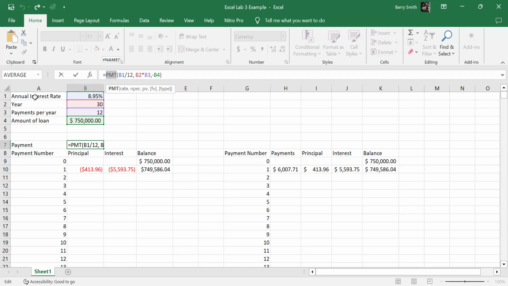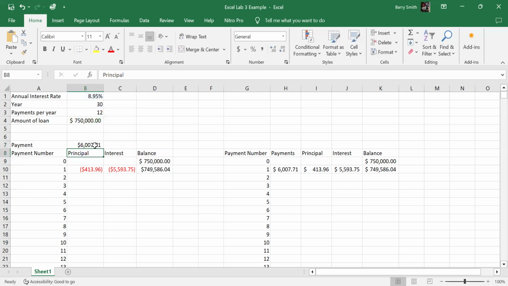Well, for the rate, we're going to use our 8.95, so I'm just going to reference it, B1 divided by 12. Instead of really putting 12, we could put B3 in, because that's what that is. Then the number of times we're going to do this is 30 times 12, so that's B2 times B3. And our present value, well, we're taking out the loan, so we owe that much money, so that's a negative $750,000, which is negative B4. And we hit enter. That gives us our payment amount of $6,007.71.